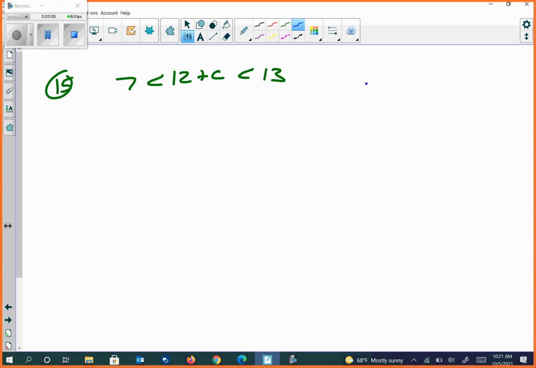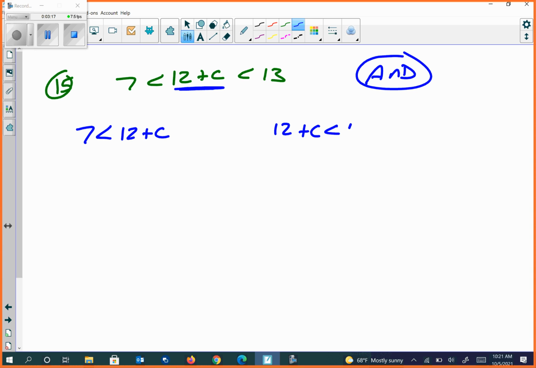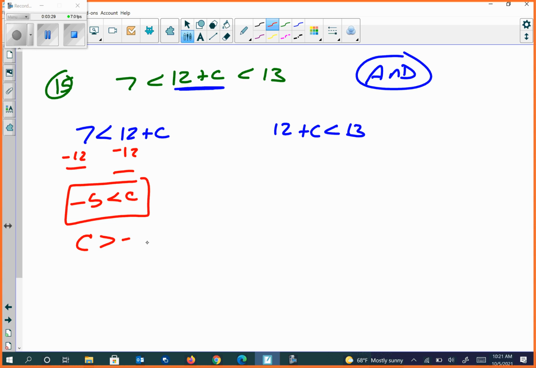Okay, so this is an and problem because there's 2 of them, and we don't see the word or. So that middle goes with both. So break it into 2 problems. And start solving it. Subtract 12, subtract 12. So I get negative 5 is less than c. I'm going to keep this answer right here, but I'm also going to flip it over for when I graph it. But I boxed in the one answer because I'm going to have to put it back together eventually. Subtract 12, subtract 12. So c is less than 1.